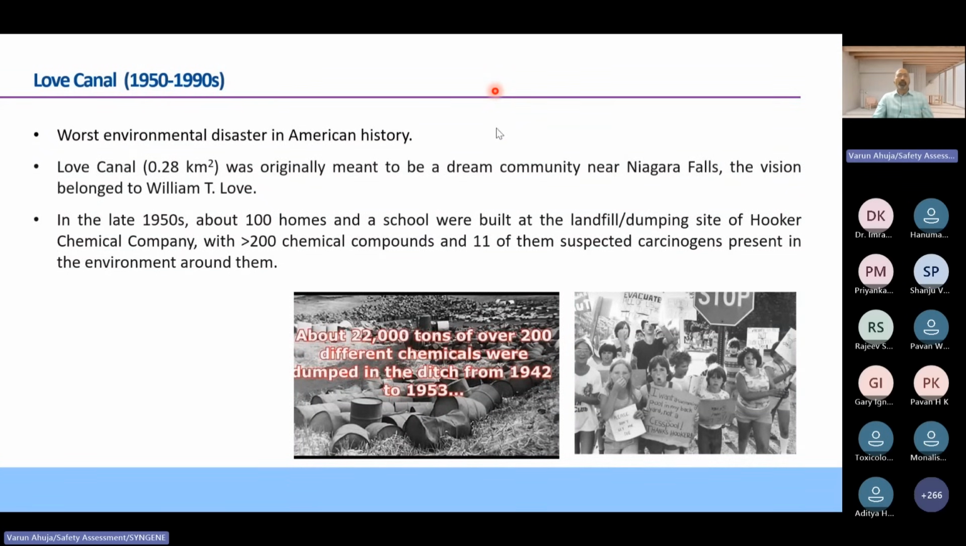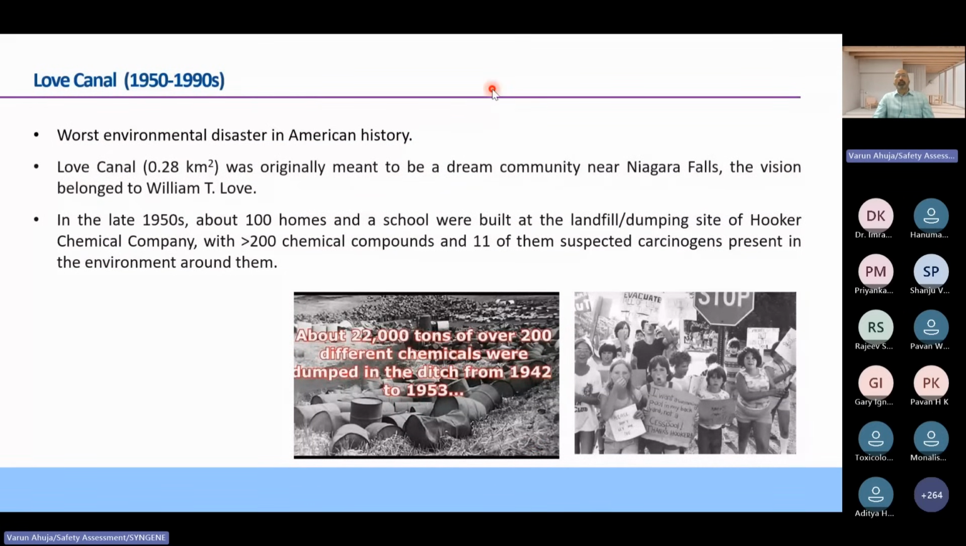But then this guy sold it to a chemical company who used it for dumping a lot of chemicals. This is the picture: about 22,000 tons of over 200 different chemicals were dumped in this ditch from 1940 to 1953. So this was used as a dumping ground for chemicals by a chemical company, and later on the land was sold to some other person. Before that, they just filled it all with mud.